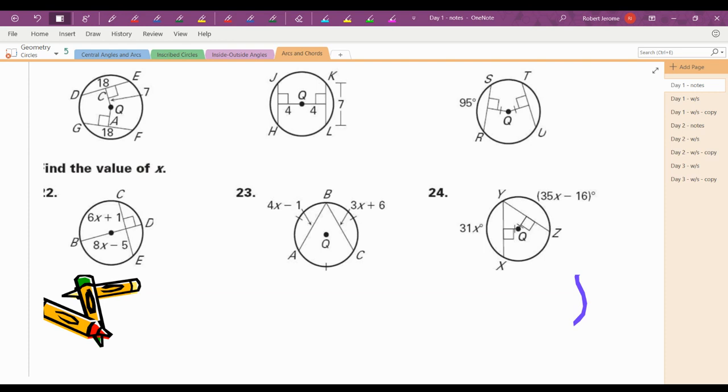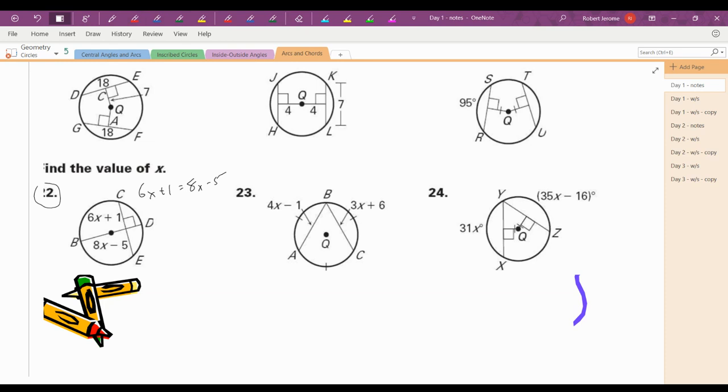In the first one, I'm on 22 here, we have a diameter perpendicular to a chord. So it bisects the chord. So that means 6x plus 1 is equal to 8x minus 5. We bisected the chord.